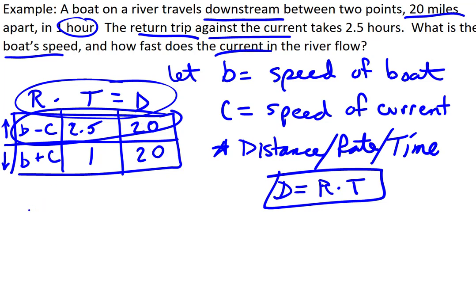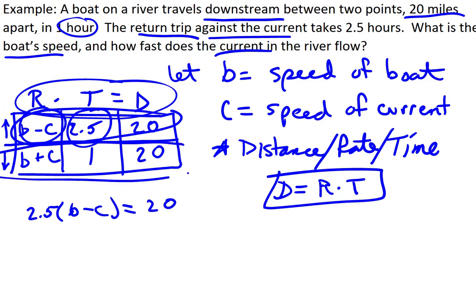In other words, I could say 2.5, that's the time. I'm just rearranging this so it looks better, but I'm really multiplying the rate and the time cells together. So 2.5 times (B minus C). It just looks better to put the number in front of the parentheses. That's the product of rate times time equals the distance, which is 20. Okay, but then the second row will create a similar equation where this time I have 1 times (B plus C) equals 20. That's again multiplying the rate times the time in the second row.